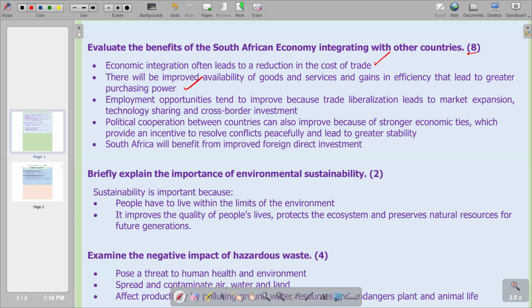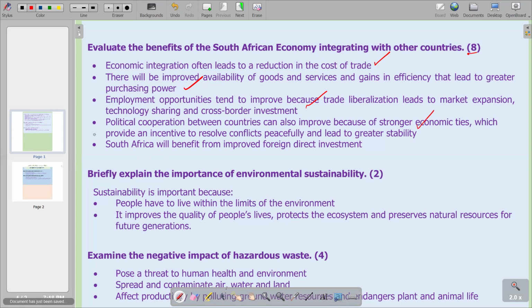Then we got the third point: employment opportunities tend to improve because trade liberalization leads to market expansion, technology sharing, and cross-border investment. Then I'm going to the next one: political cooperation between countries can also improve because of stronger economic ties, which provide an incentive to resolve conflicts peacefully and lead to greater stability. So this is the other point that we have in terms of benefits.